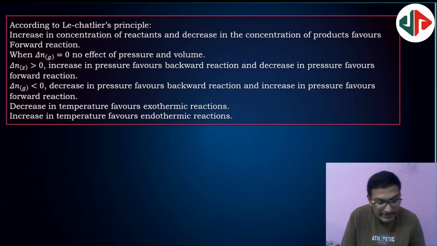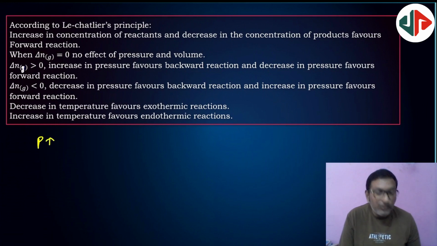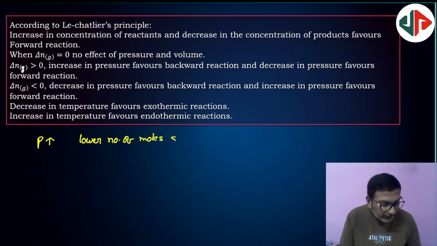Next, if delta Ng is greater than 0, increase in pressure favors backward reaction and decrease in pressure favors forward reaction. That means if pressure increases, then equilibrium moves towards lower number of moles side. Next, if pressure decreases, higher number of moles side.